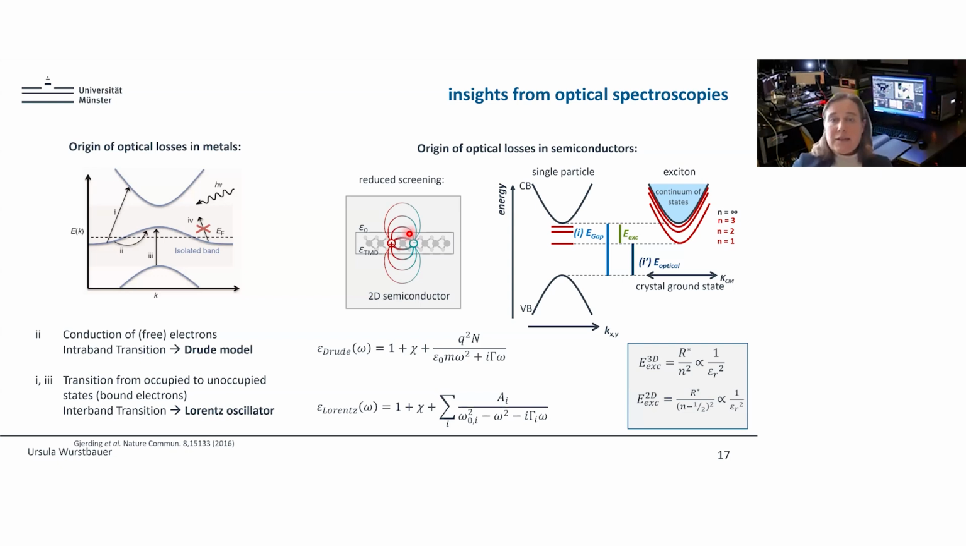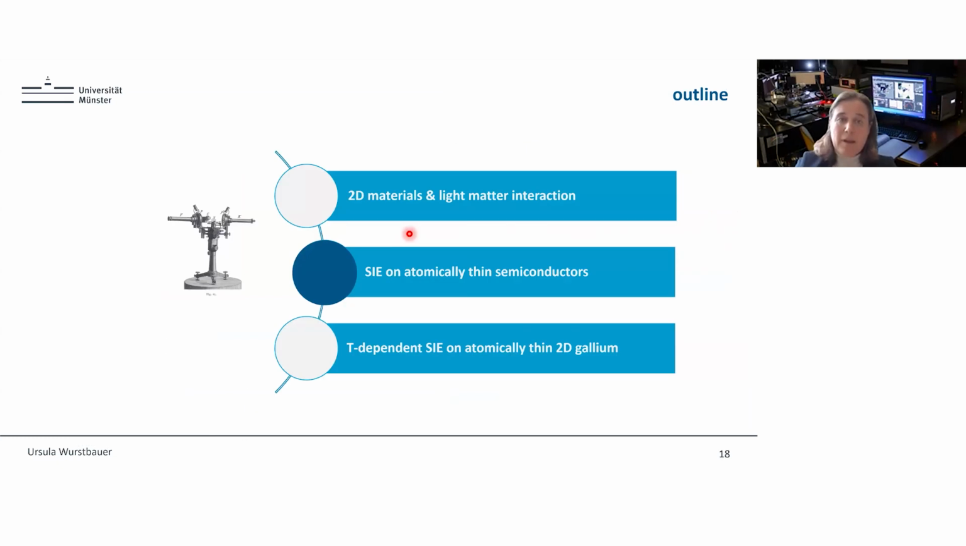Okay, with that, I guess we have the most relevant information. If we have insulating materials, then Cauchy or Sellmeier functions are doing the job. So with that, let's have a look at real data on a two-dimensional material.